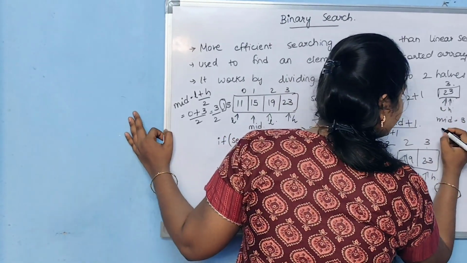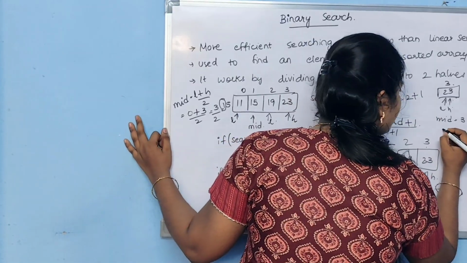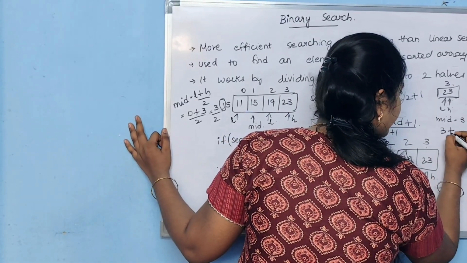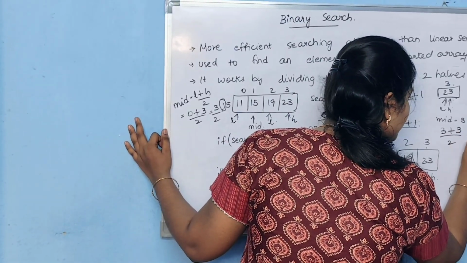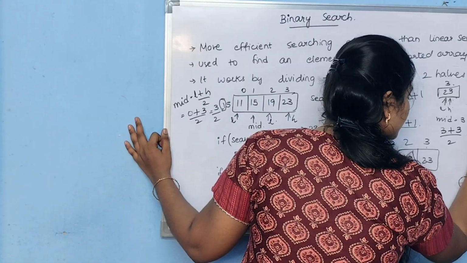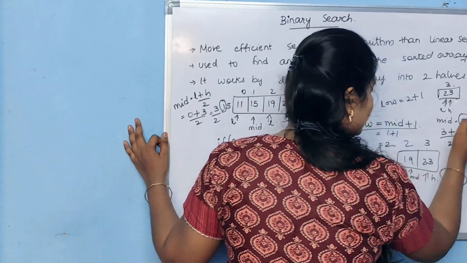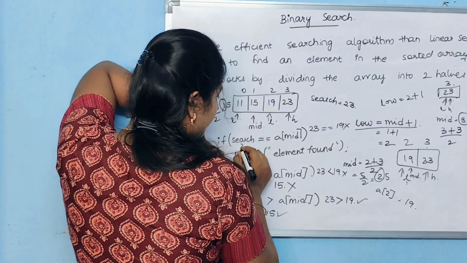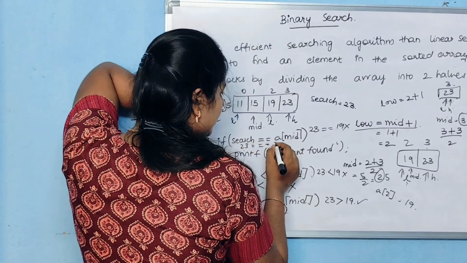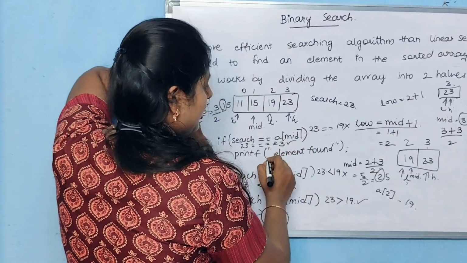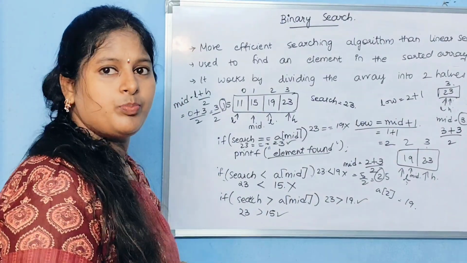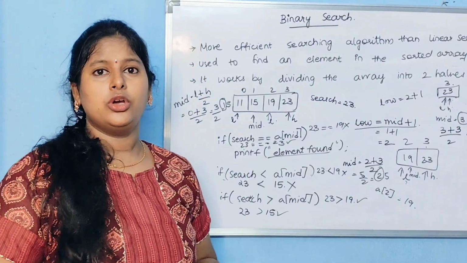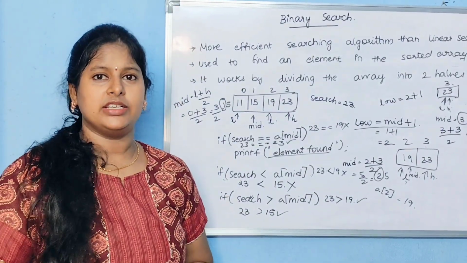How did you get that mid is 3? What is my low index? 3. And what is my high index? 3. So 3 plus 3 by 2, what is 6 by 2? 3. So my mid is 3. Now I'll search. Is 23 equal to A of 3? That is 23. Yes, the element is found. So this is how you implement the binary search working.